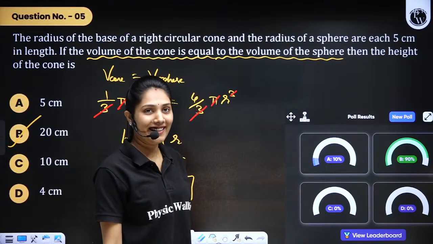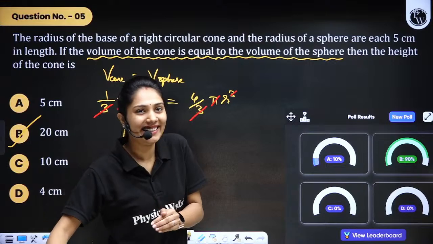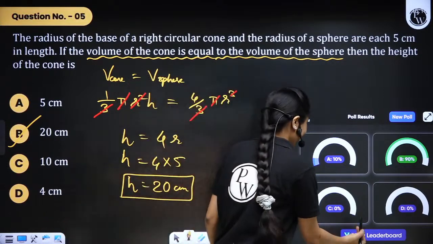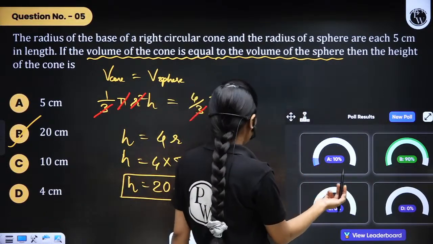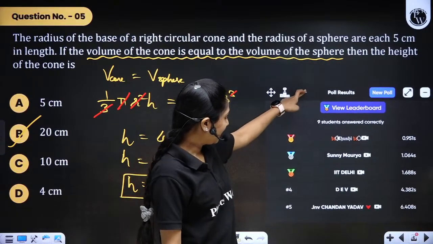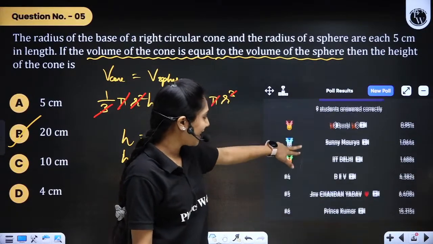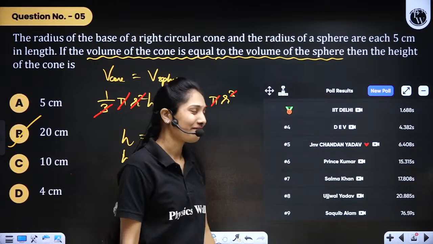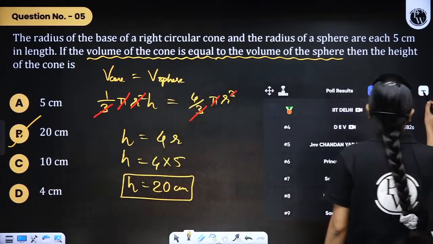90% of you are correct. So is it getting reduced or what? Option A. Okay, most of you have chosen option A also. 10% of you. Good, Khushi, Sunny, and IIT Delhi. Good, beta. Nice.